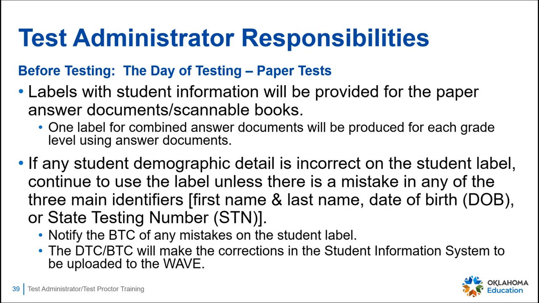Before testing, the day of testing, paper tests. Labels with student information will be provided for the paper answer documents, scannable books. One label for combined answer documents will be produced for each grade level using answer documents. If any student demographic detail is incorrect on the student label, continue to use the label unless there is a mistake in any of the three main identifiers: first name and last name, date of birth (DOB), or state testing number (STN). Notify the BTC of any mistakes on the student label. The DTC or BTC will make the corrections in the student information system to be uploaded to the WAVE.